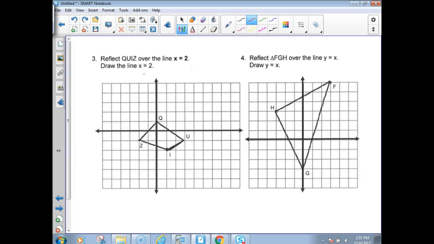Okay, number 3. Reflect over the line x equals 2. Can someone tell me what the line x equals 2 looks like, what kind of line it is? It is vertical. Okay, x equals 2 is a vertical line. All right, so you go over to where x is 2 on the x-axis, but you go up and down because it stays 2.